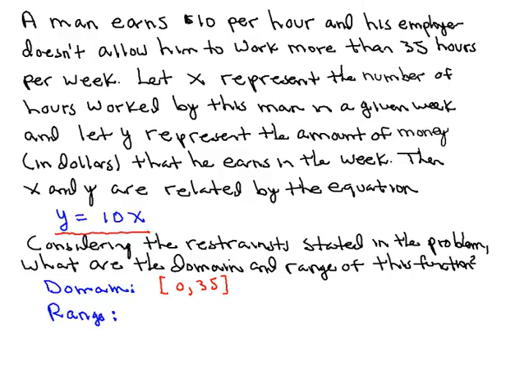Now, the range of the function represents the amount of money that the man can earn in a given week. Well, clearly, if he doesn't work at all, he's going to earn $0. And if he were to work the maximum of 35 hours per week, then the amount of money he would earn would be 10 times 35, or 350. So I think you'll agree with me then that the range for this function, which represents the amount of money he could possibly earn in a given week, would be from 0 to 350, including both the 0 and the 350.